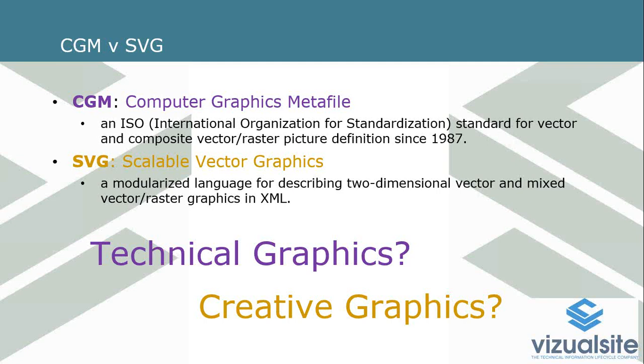Scalable vector graphic, SVG, not quite as long. It was really primarily developed for the web, and it's a modularized language. It describes, again, 2D vector graphics, but also the same as a CGM, it can contain raster graphics as well. Probably the biggest difference is that SVG is XML encoded, so it's an XML standard as well.